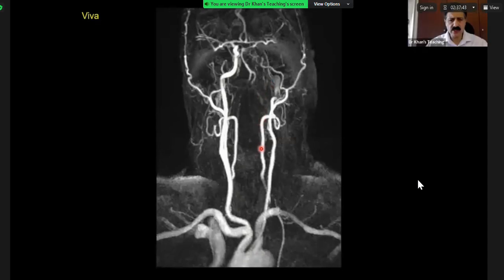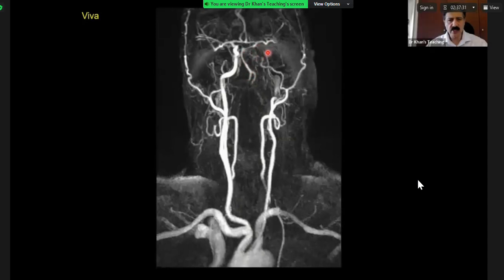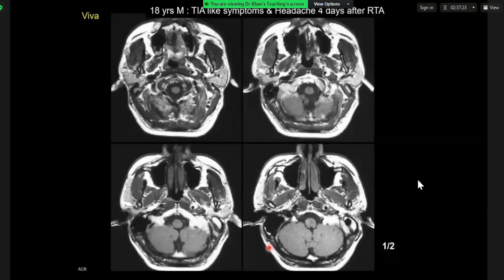Portion of the vertebral is out of this scan plane, so it is not visible, but here you can see the vertebral and the basilar. The main point is that the left-sided ICA is gone. Okay, thank you. So candidate 2, are you with us? Thank you, candidate 1.